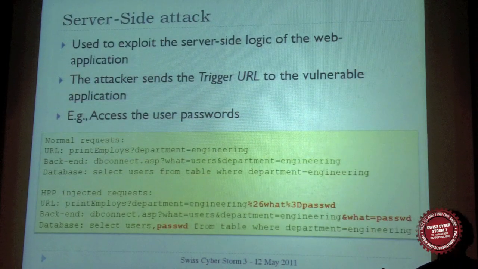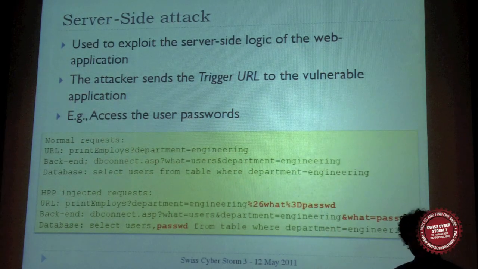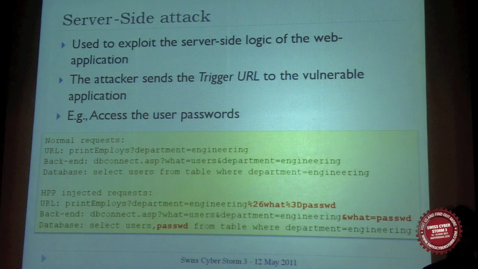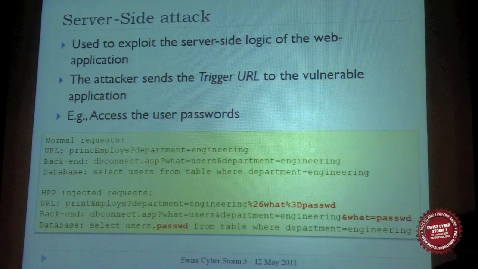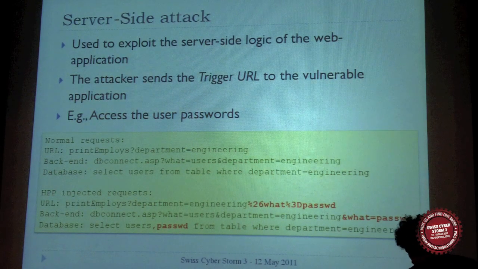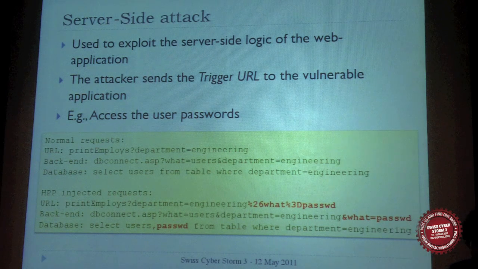Okay, so that's about the client-side version of the attack. HTTP parameter pollution can also be used to run server-side attacks. Server-side attacks are more difficult to detect, because if you don't have access to the code of the application, you don't know what's happening server-side. In client-side attacks, you can see that the page returned to the client actually contains the injected parameter.